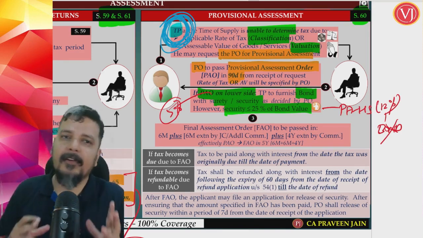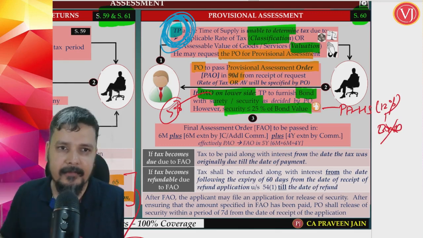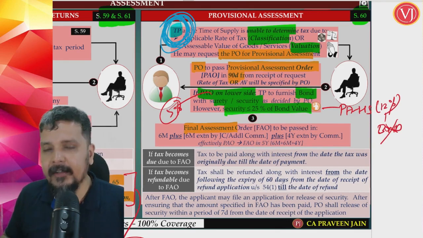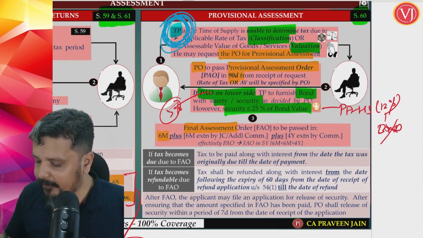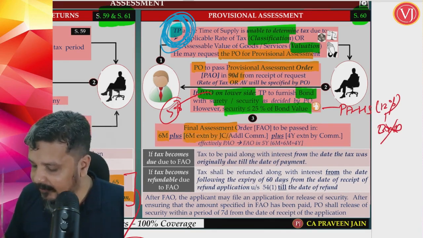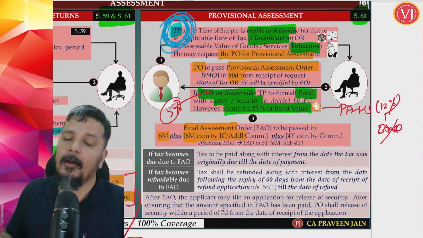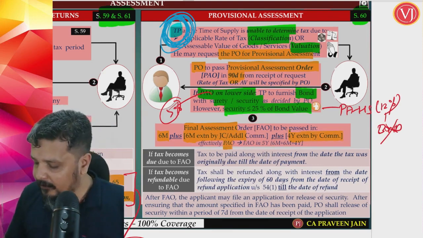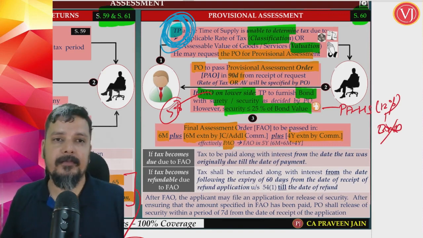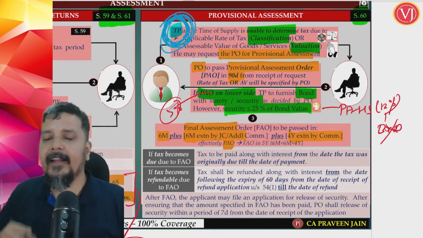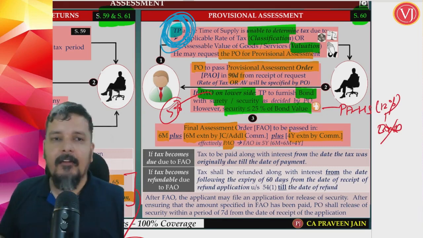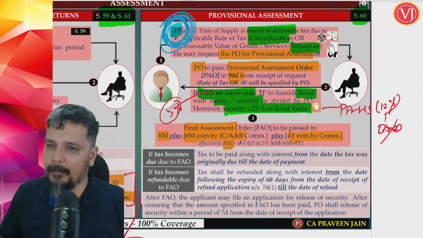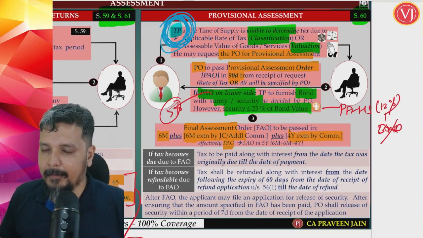But understand that officer did it in haste within 90 days. Now, finally, officer is required to do final assessment within 6 months plus another 6 months extension by joint commissioner, additional commissioner, plus another 4 years extension by commissioner, from the date of provisional assessment order. From the date of request, 90 days, provisional order. From provisional order, 6 months plus 6 months plus 4 years.